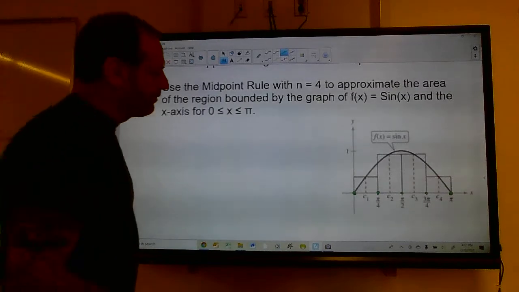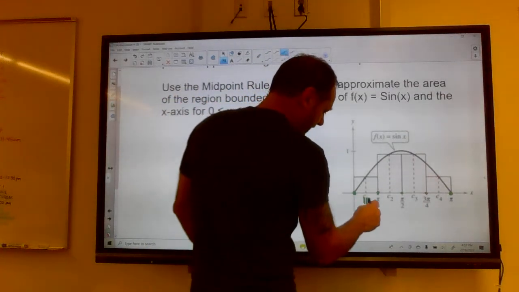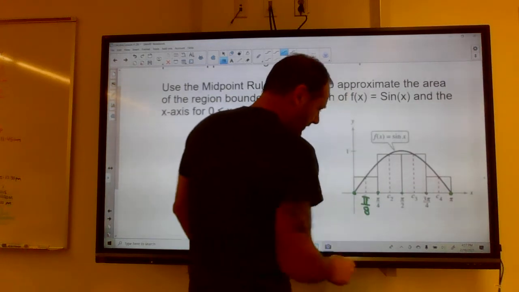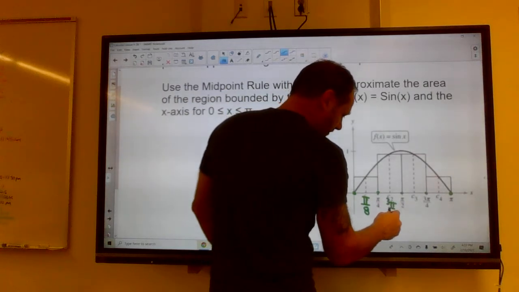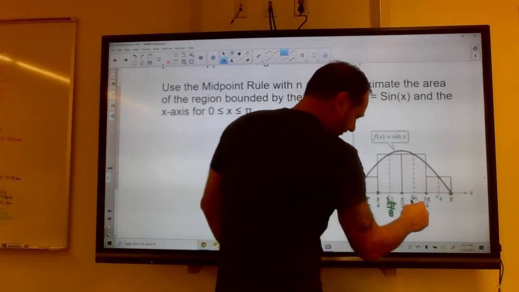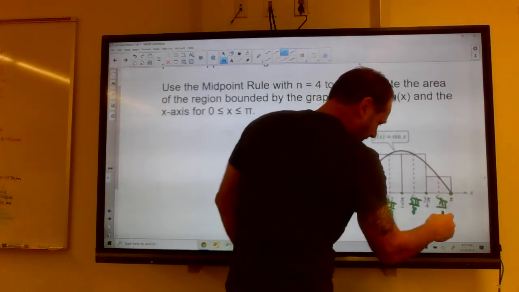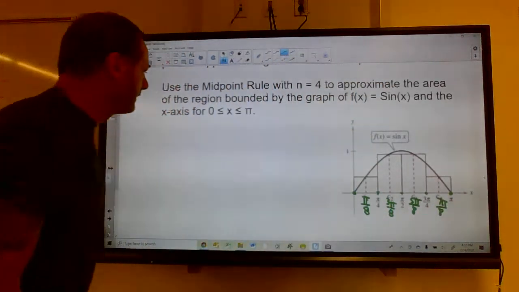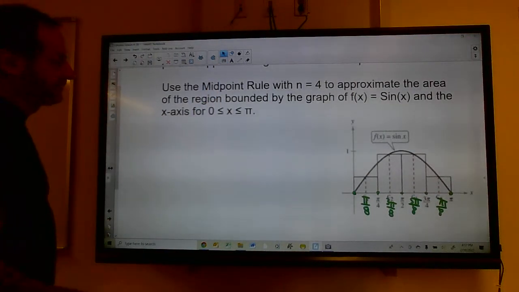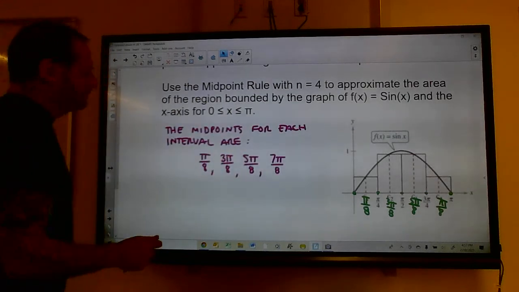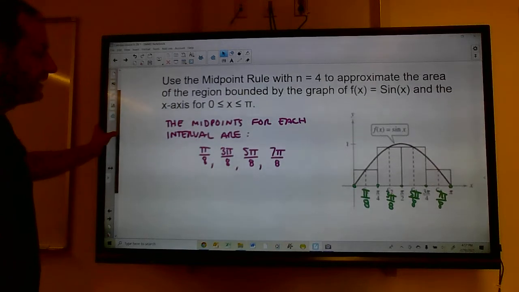If I want the midpoint of each of those, well, the midpoint of 0 and pi over 4 is going to be pi over 8. And the midpoint between pi over 4 and pi over 2 is going to be 3 pi over 8. It's going to be eighths. This is going to be 5 pi over 8, and 7 pi over 8. Okay, so now this is actually very easy at this point. So the midpoints for each of the intervals are pi over 8, 3 pi over 8, 5 pi over 8, 7 pi over 8.